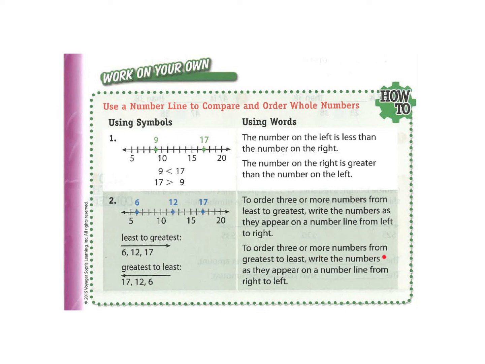To order 3 or more numbers from greatest to least, write the numbers as they appear on the number line from right to left. So then we start up here with the greatest. So 17, then 12, then 6. So that is greatest to least.